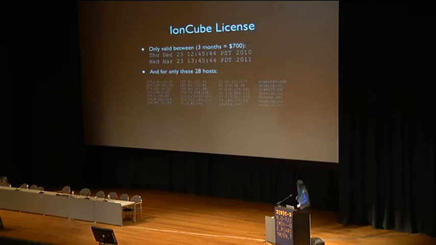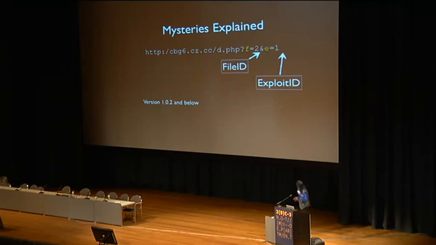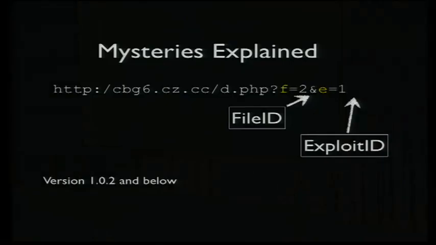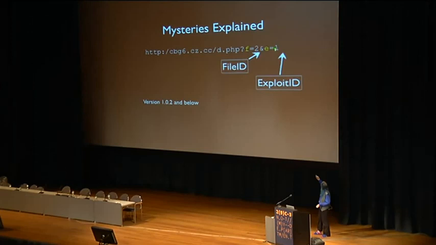Anyway, once you decode it, you can go through the source code and see that this F is named file ID and this E is exploit ID, and they're mostly used for bookkeeping. Although I think this one actually selects amongst the exploits. I should have that on here.